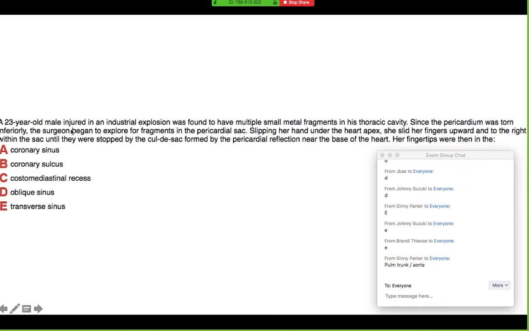All right, a 23-year-old male injured in an industrial explosion was found to have multiple small metal fragments in his thoracic cavity. Since the pericardium was torn inferiorly, the surgeon began to explore for fragments in the pericardial sac. Slipping her hand under the apex of the heart, she slid her fingers upward and to the right within the sac until they stopped by the cul-de-sac formed. I don't need to read it. You guys got this. So oblique sinus. That's the one where you lift up the heart.